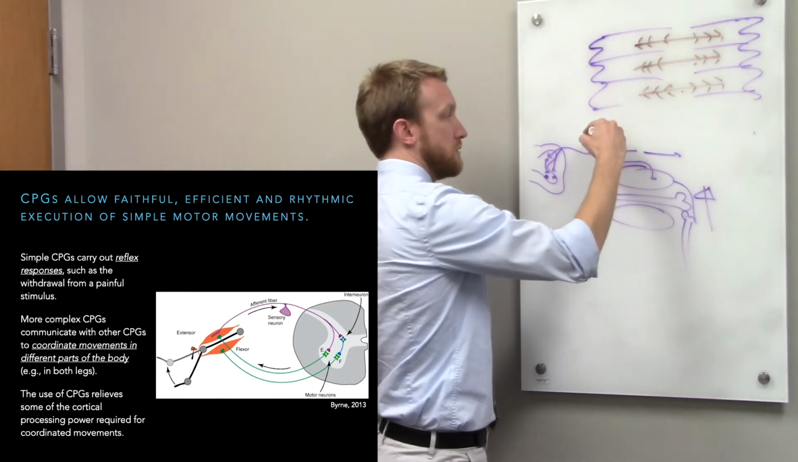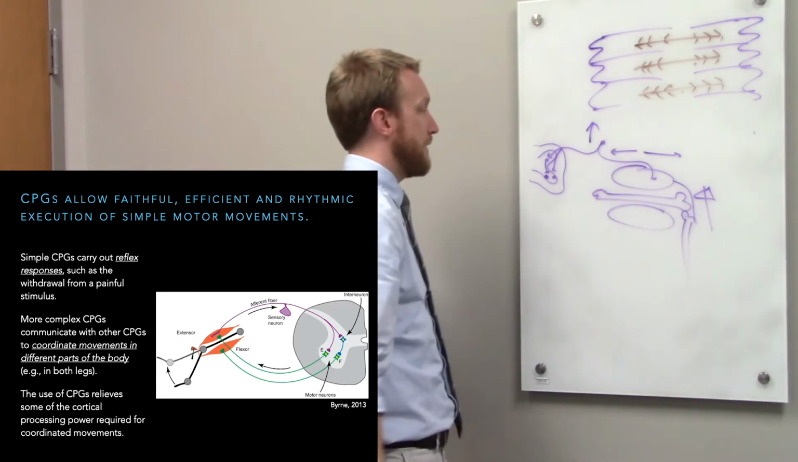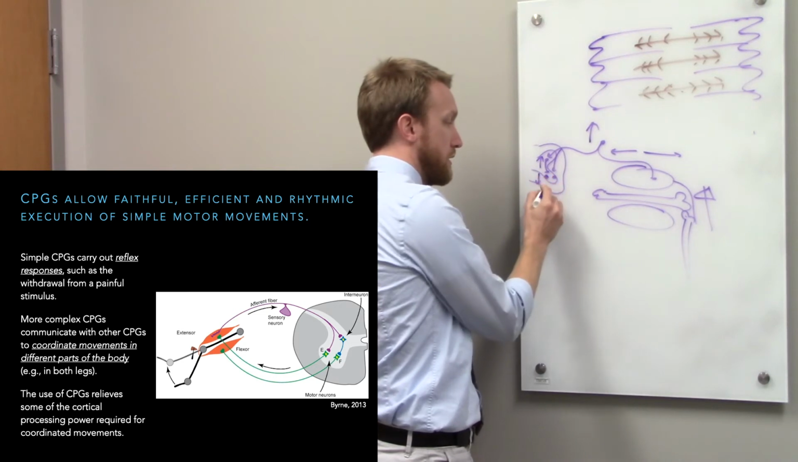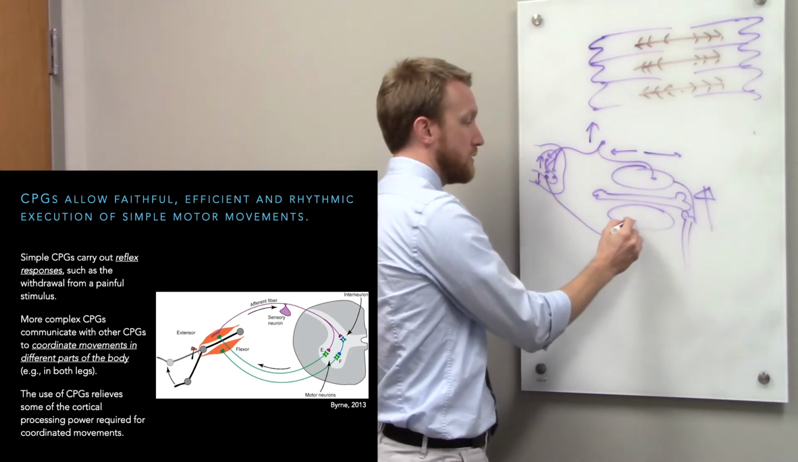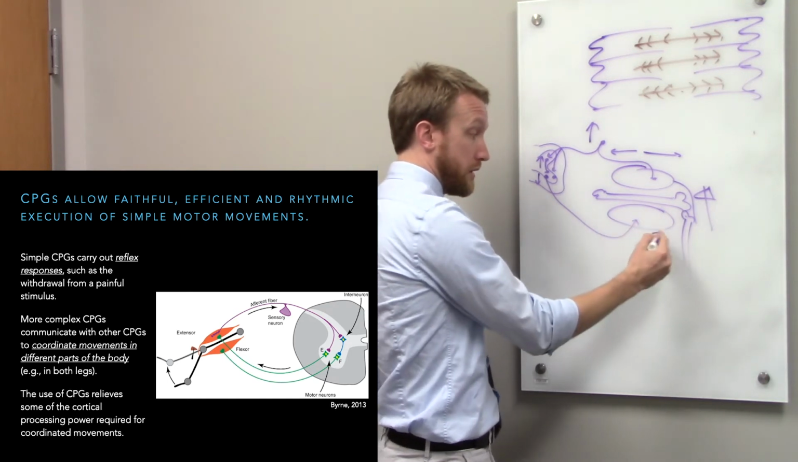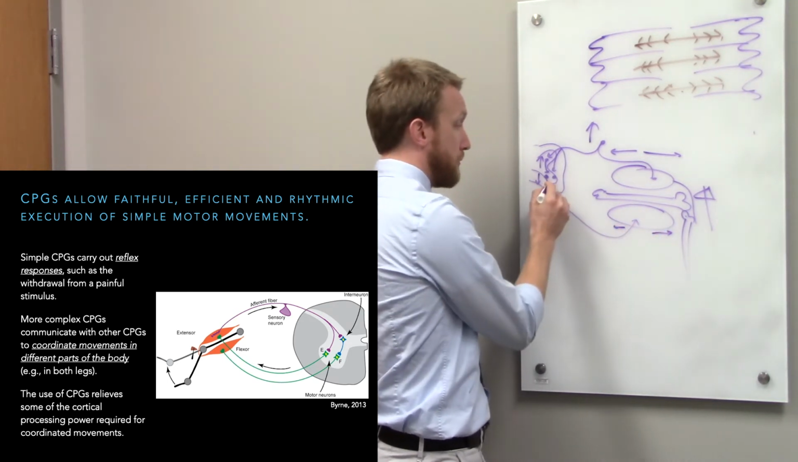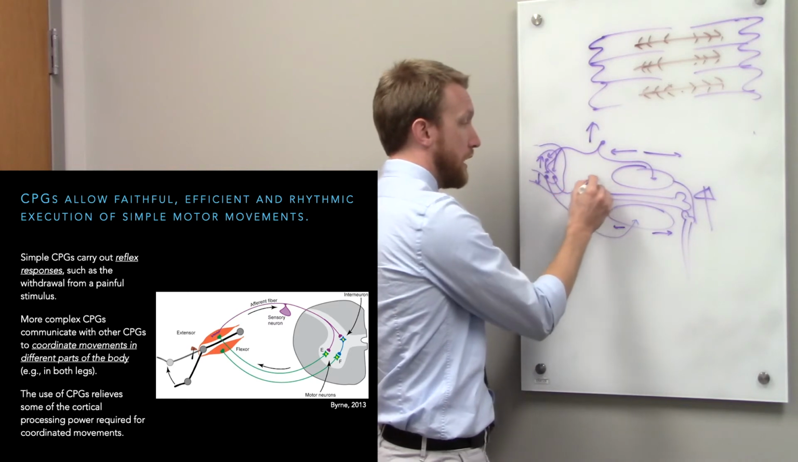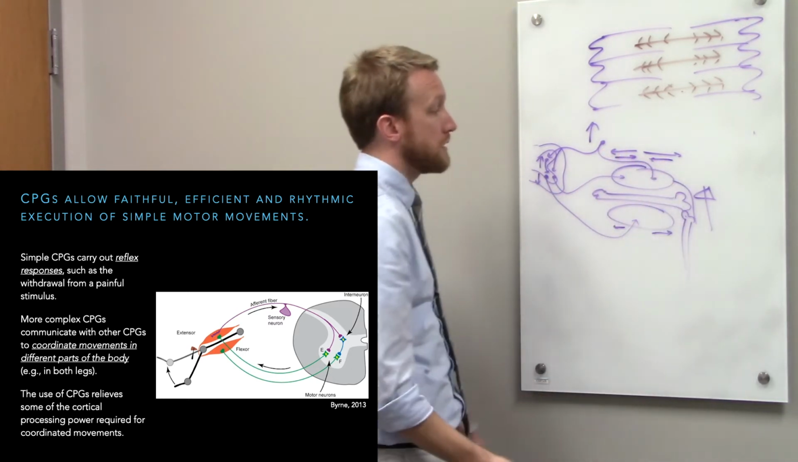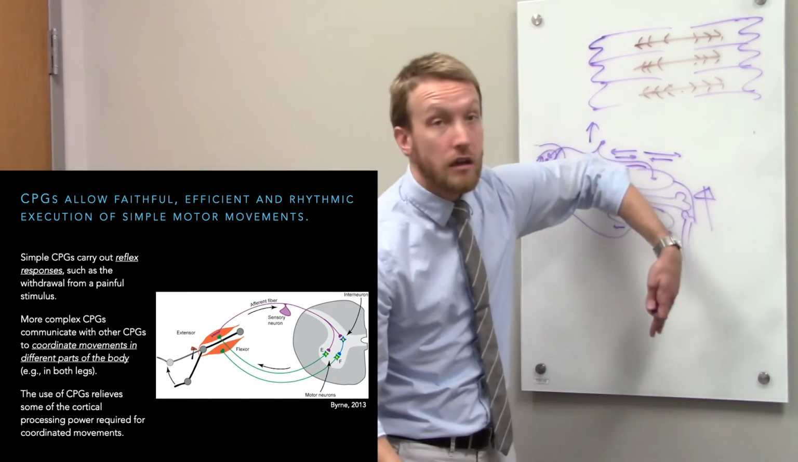So when we stretch the muscle, we stimulate the afferent. That stimulates the interneuron, which inhibits the antagonist lower motor neuron. So we relax this muscle, allowing it to lengthen, and we stimulate the agonist. So we contract this muscle. And what that leads to is a kick.